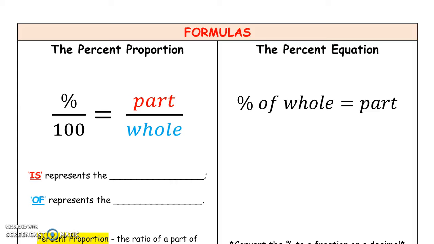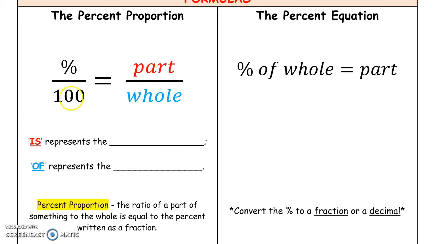Hi everyone. For tonight's homework, we're going to be finding the percent of a number. There are two formulas that we need to know to find the percent of a number, and the first formula is the percent proportion. The percent proportion says the percent over 100 is equal to the part over the whole.